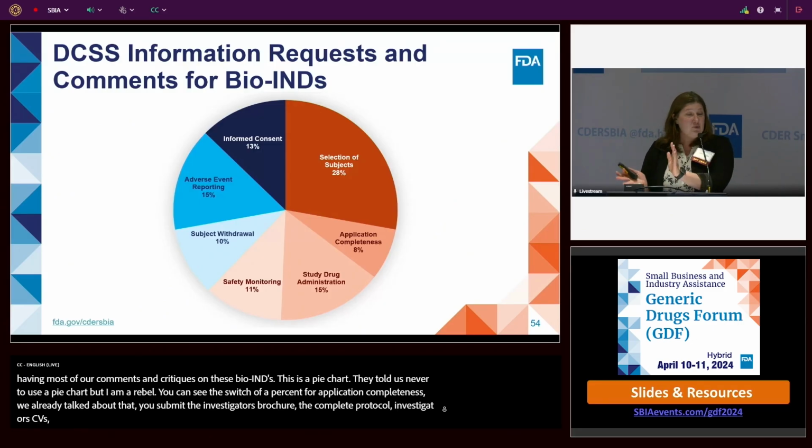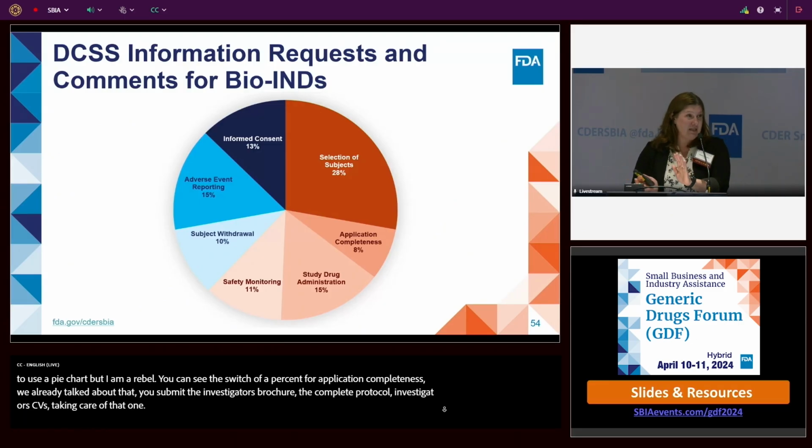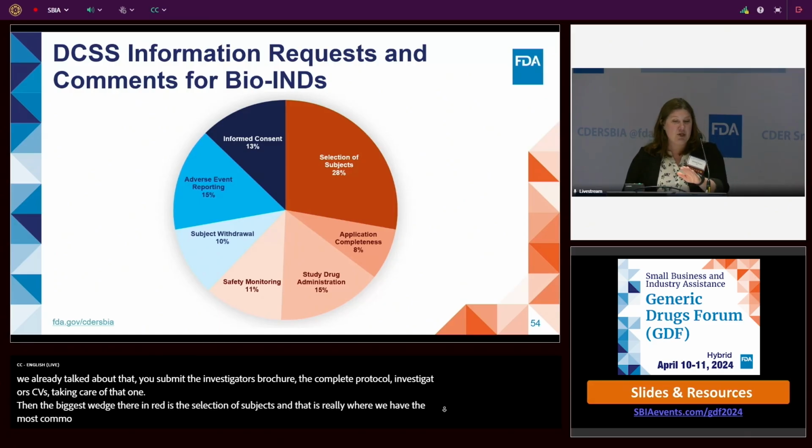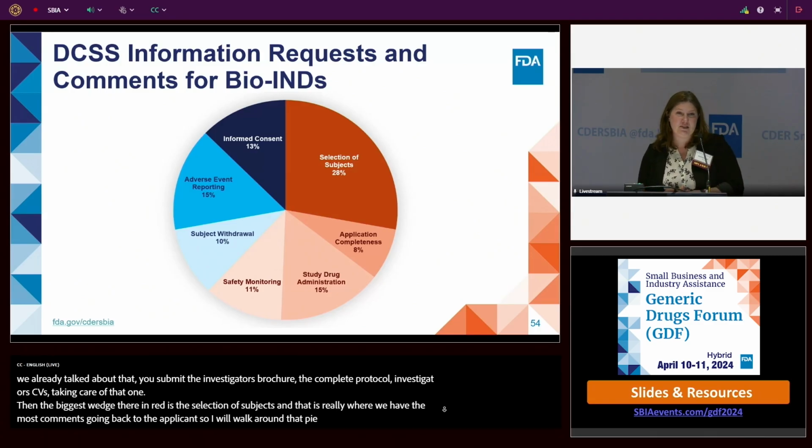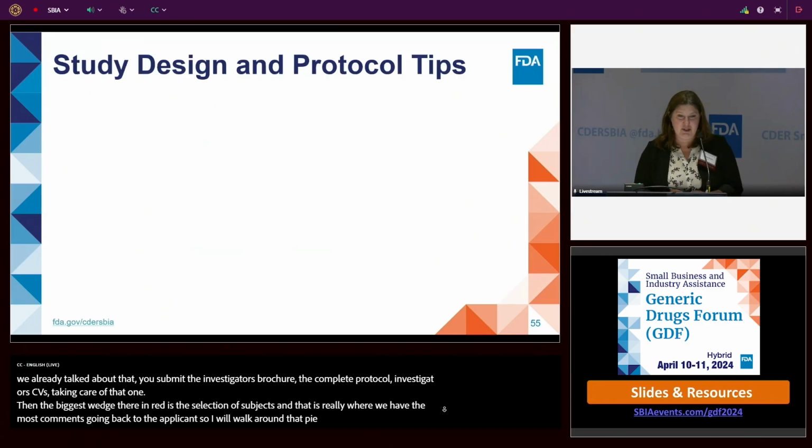Then, the biggest wedge there in red is selection of subjects, and that's really where we have the most comments going back to the applicants. And so I'm just going to walk right around that pie circle, and we're going to talk about each one of these topics and give some specific tips on how to improve submissions.